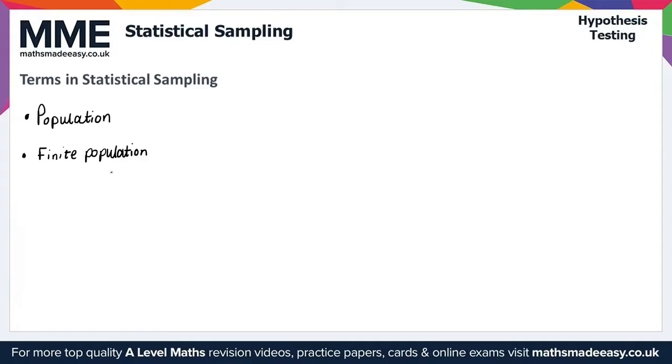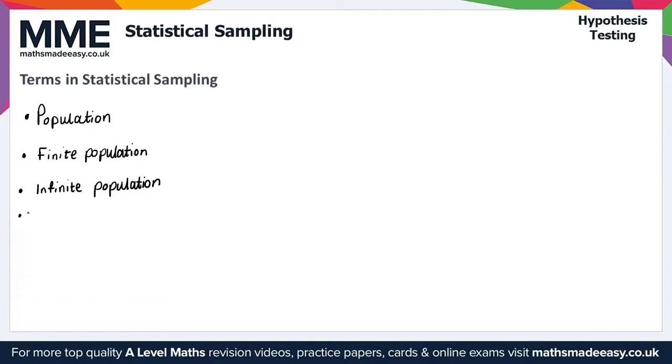The next term, following on from a finite population, is an infinite population. This is a population where it's impossible to determine how many members there are. But be careful here: it might not be infinite in theory, but it's impossible to count. For example, the number of stars in the universe.